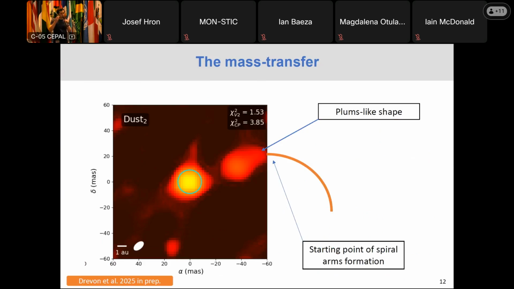And then the plumes. We think that it's indeed the starting point of the spiral arm formation that we expect for those kinds of systems.